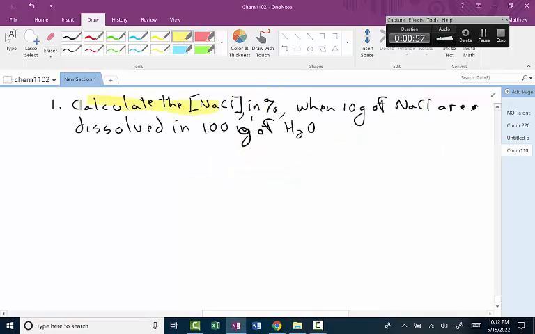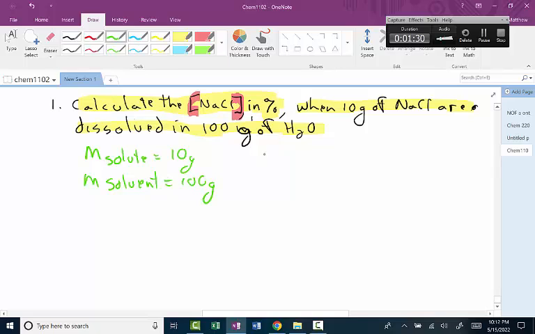Calculate the concentration of sodium chloride in solution. These brackets mean concentration, and I want it in percent when 10 grams of sodium chloride are dissolved in 100 grams of water. Very easy. So I'll write what I know. The mass of the solute is equal to 10 grams. The mass of the solvent is equal to 100 grams. And therefore, the mass percent is going to be equal to the mass of the solute divided by the mass of the solute plus mass of the solvent.